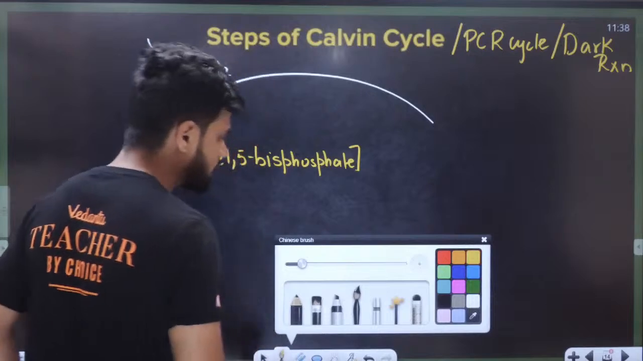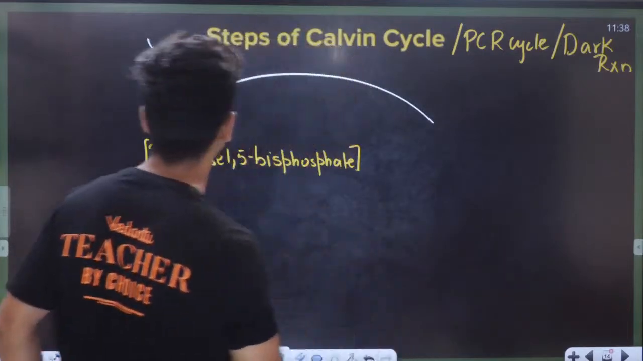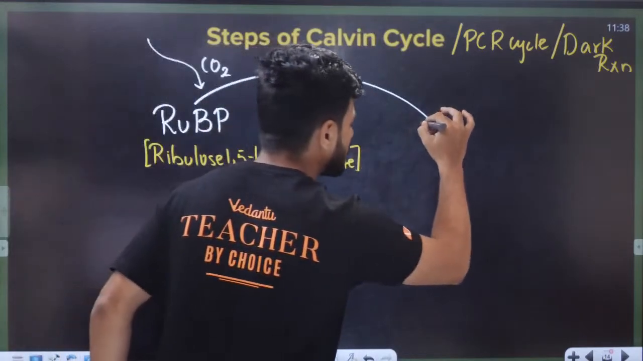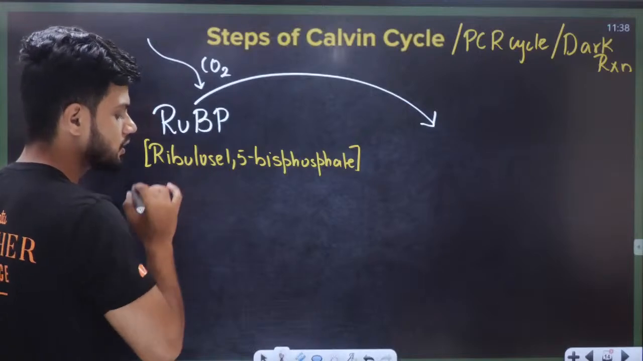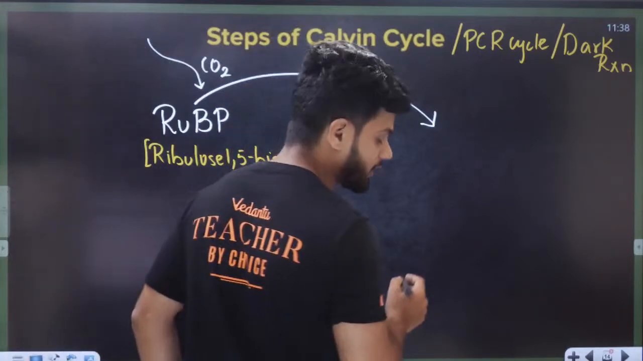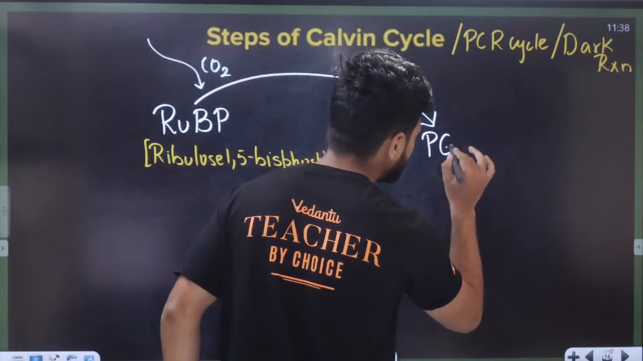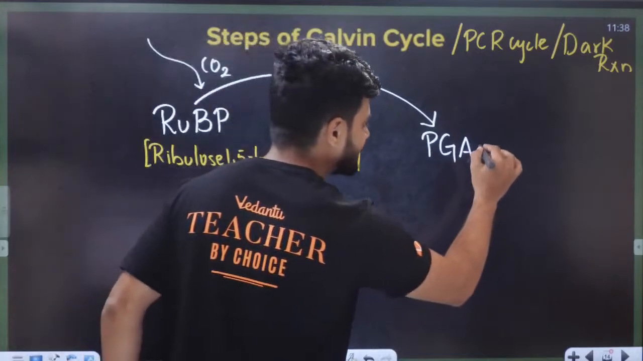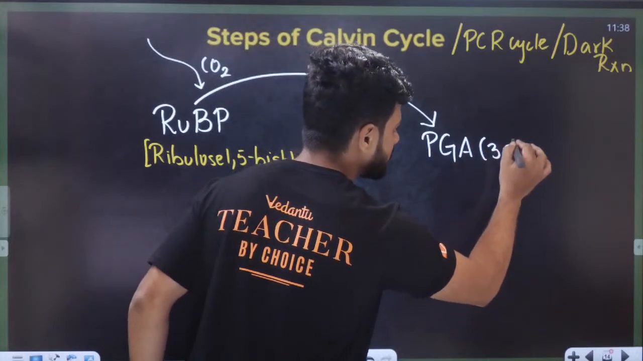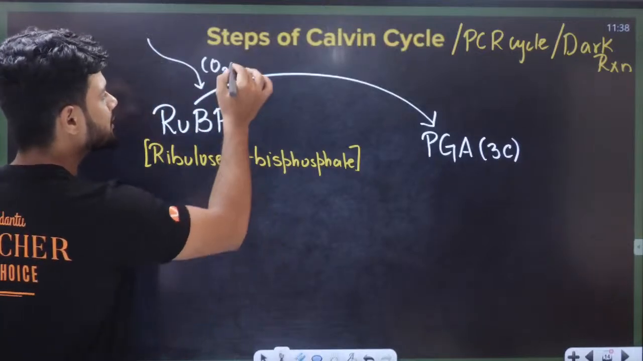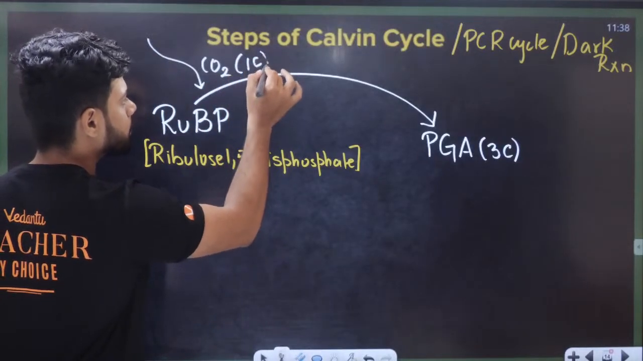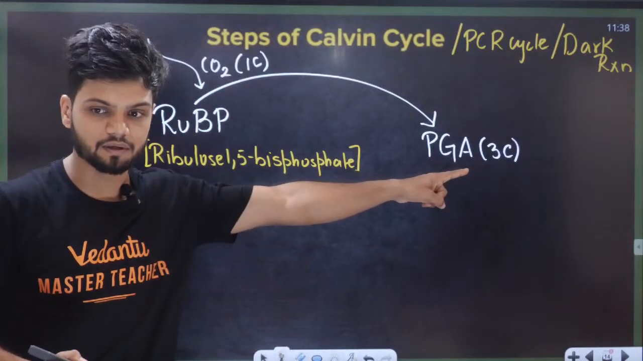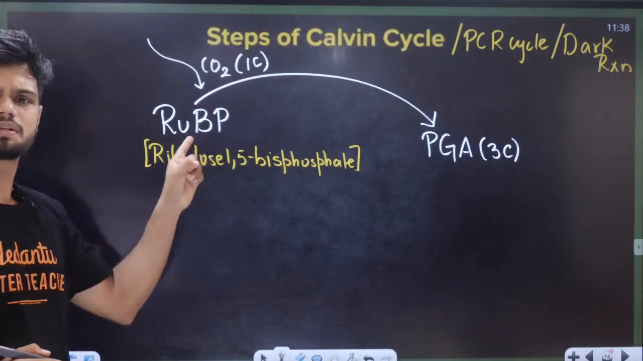Now students, understand very carefully. RuBP is getting converted to one more substance which is 3 carbon, called PGA. Technically this is 3 carbon. CO2 is 1 carbon. Now if I'm getting 3 carbon here and I have 1 carbon here, how many carbon is this supposed to be?